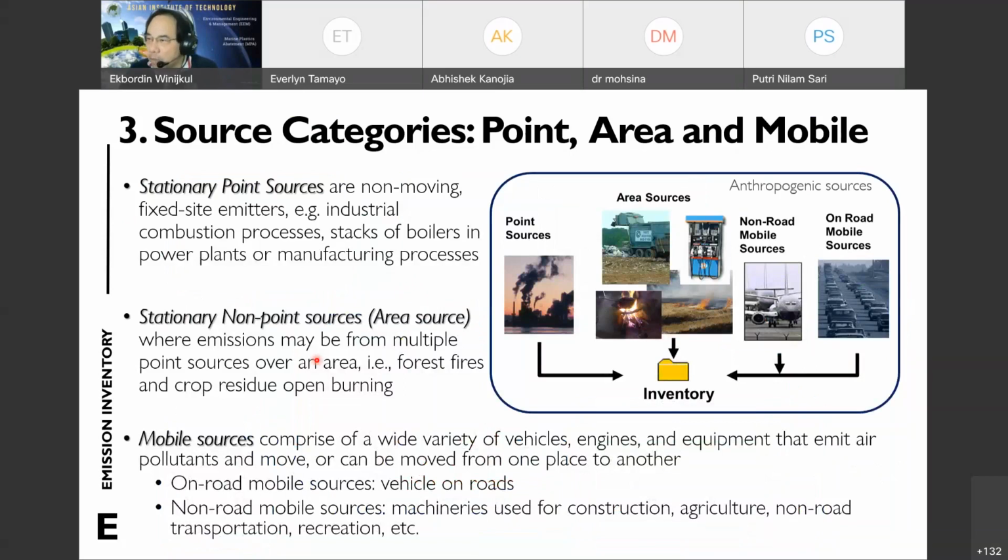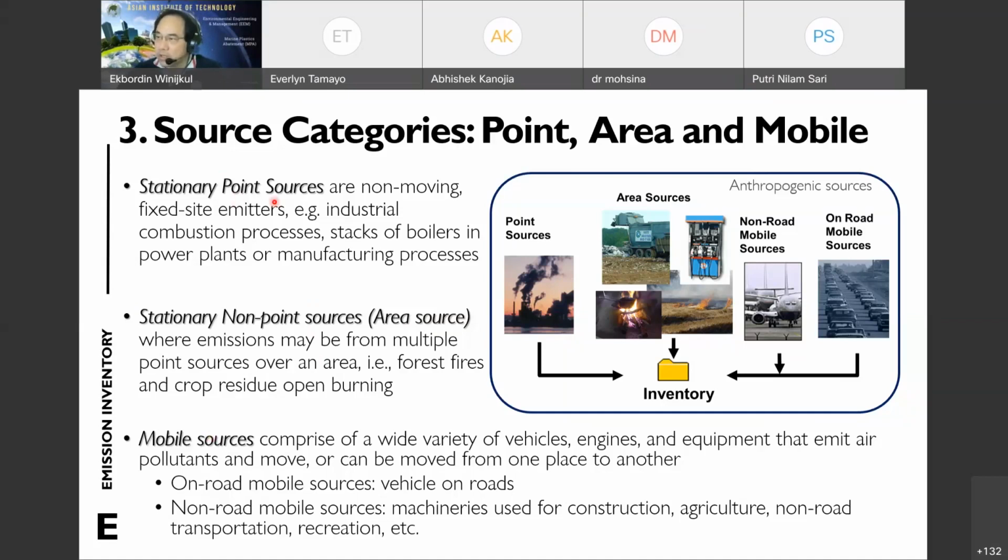Okay, talking about the source categories that we usually use to classify for the emission inventory, there are three types of source. The first two are going to be stationary sources, and the third one is going to be mobile source. The first one is the stationary point source, or I will call it point source for short, and the second one is going to be the stationary non-point source, or I can call it the area source. And the third one is going to be mobile source, as we discussed.